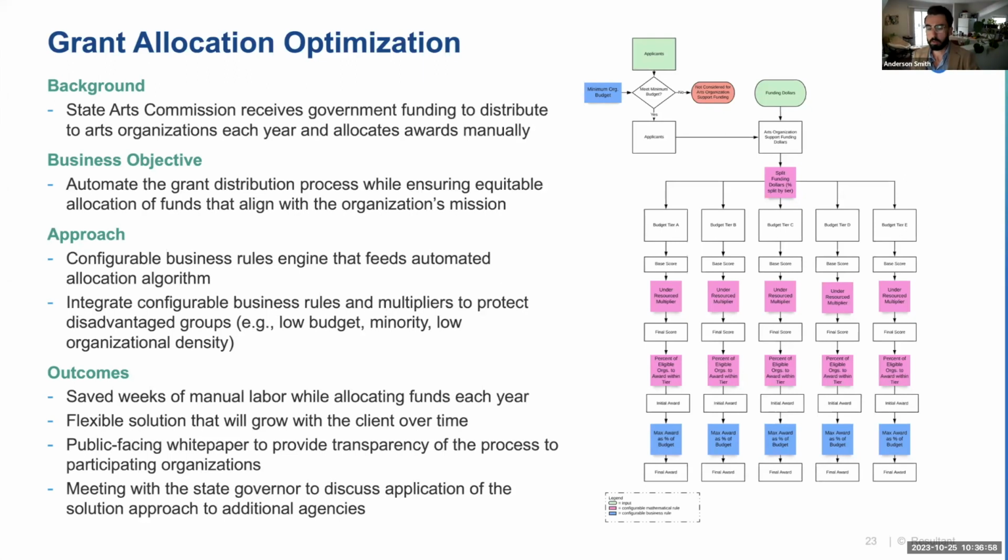And then, through taking that tier-based approach and through adding in that under-resourced multiplier, we're able to get an initial award for each of those groups, apply business rules on top of that, and just cycle through to automate that whole process of distributing those awards to those groups.